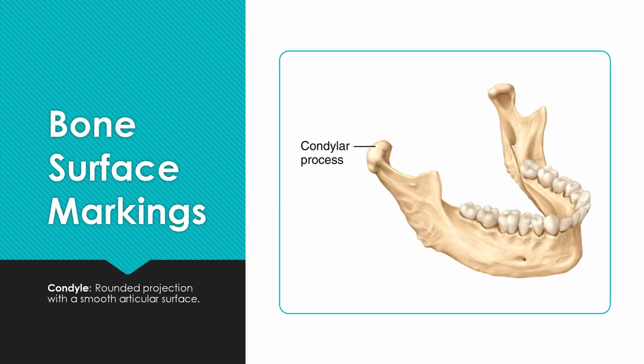Now moving on to processes. There are three processes or protuberances that form joints. They are condyles, facets, and heads. So the first one here is a condyle. This is going to be a large round protuberance with a smooth articular surface at the end of the bone. We see this at the lateral end of the femur and also here on the mandible as the condylar process. So here we have the mandible, which is the lower jawbone.